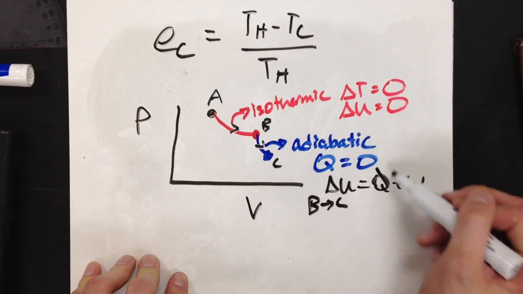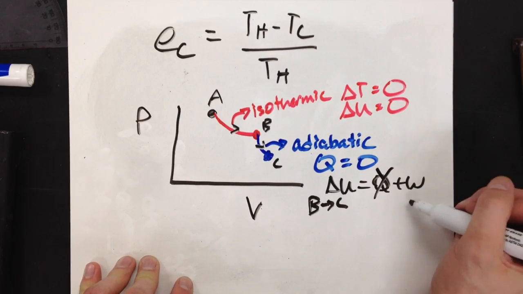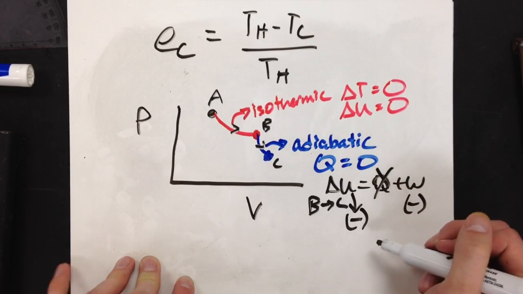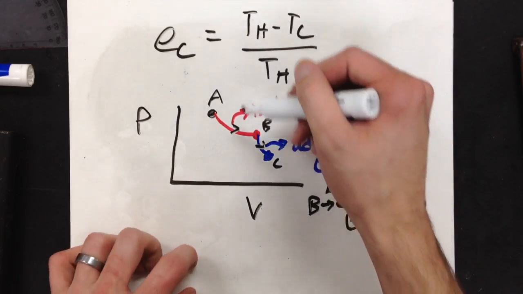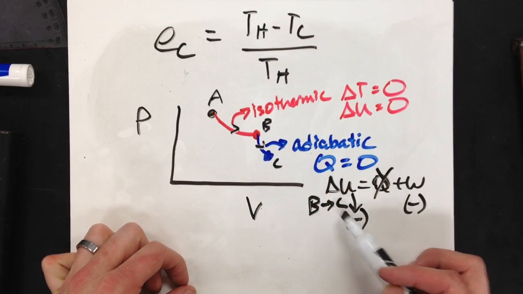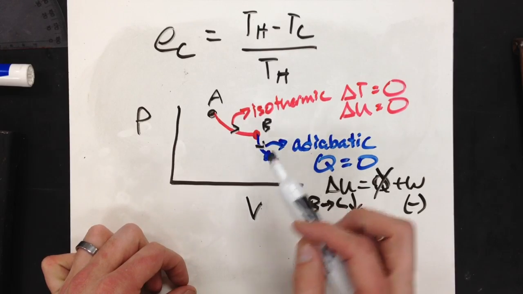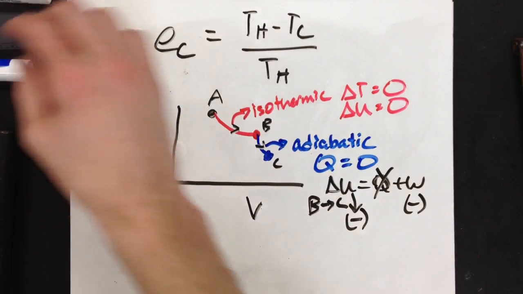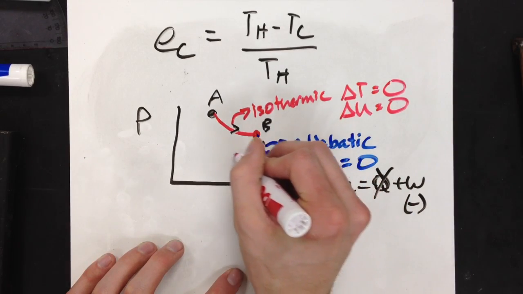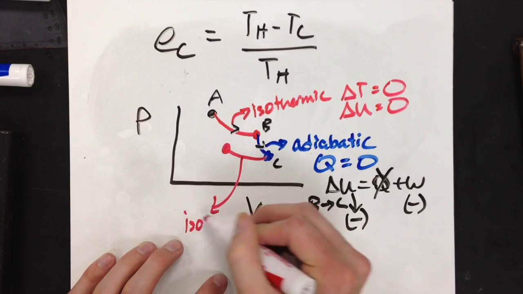It's adiabatic, so Q is 0. The system did work, which means the surroundings did negative work, which means delta U is also negative. In the second step of a Carnot engine cycle, I'm actually losing internal energy. So my temperature here, my delta T, would go down. Now, the third step comes back like that, and that third step is also isothermal.